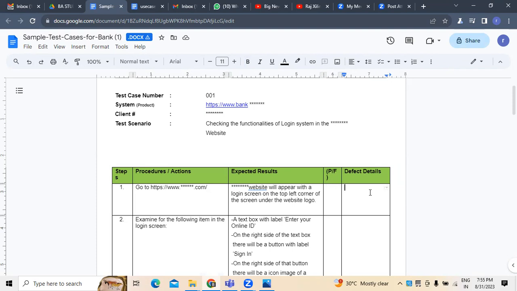So this is where test cases generally are. Test cases will be used by the testing team. Use cases and everything else will be used by the developers.